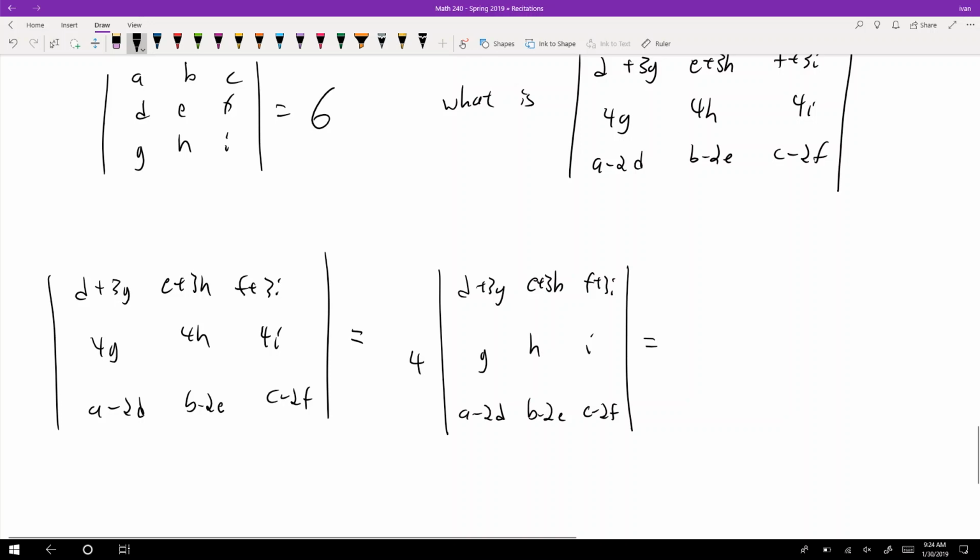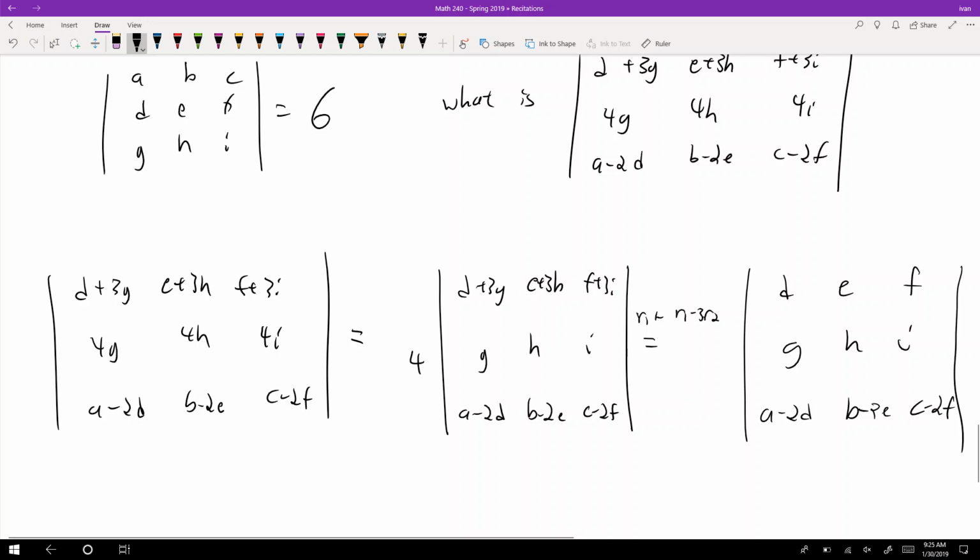Could the new row 1 just be row 1 minus 3 row 2? Row 1 minus 3 row 2. Yeah, that's exactly what we want. We want to replace row 1 with row 1 minus 3 row 2, and that way we get rid of the G, H, I's in row 1. And so we're left with D, E, F, G, H, I, A minus 2D, B minus 2E, C minus 2F. Okay?